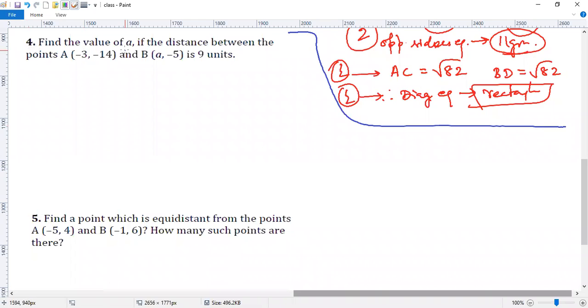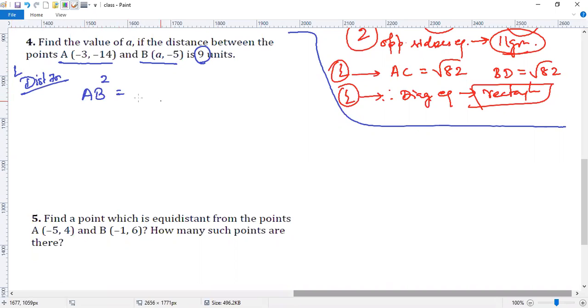Question number 4, find the value of A. You have been given 2 points and the distance between them, which is 9 units. So you have to again write the distance formula. For that you will get half a mark. And the distance between these 2 points, that is AB, is given as 9 units.